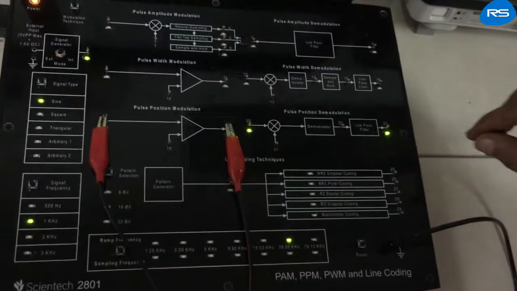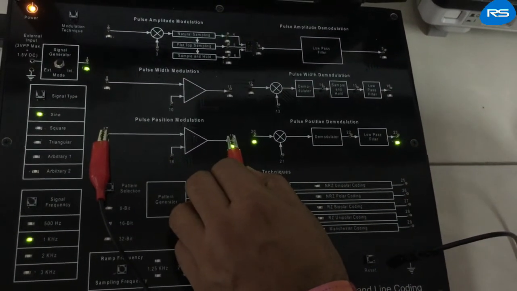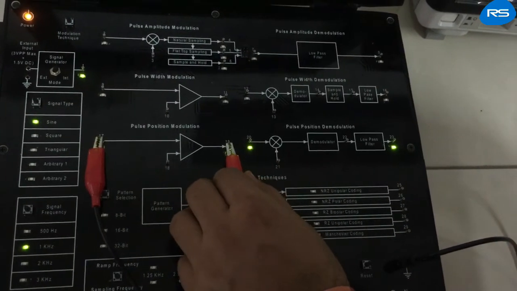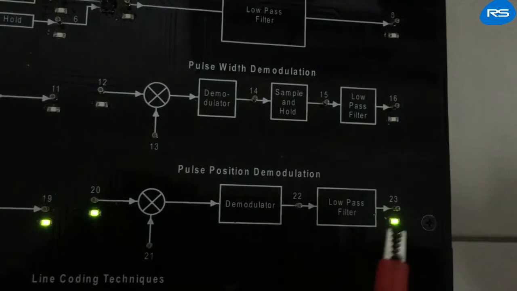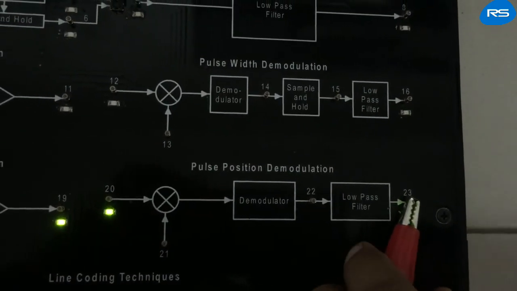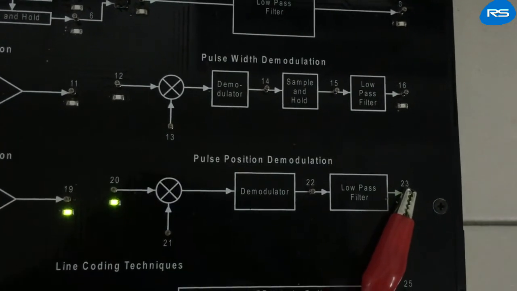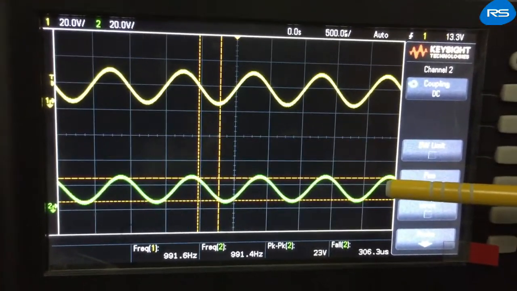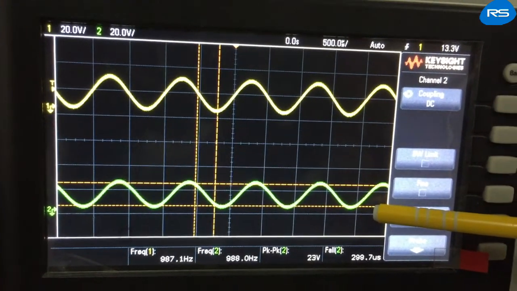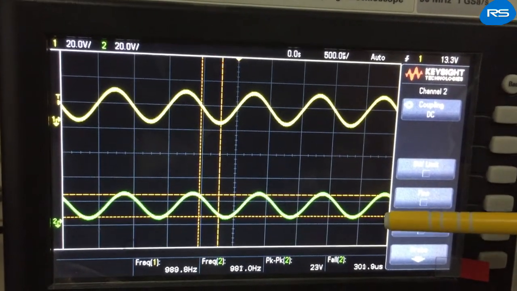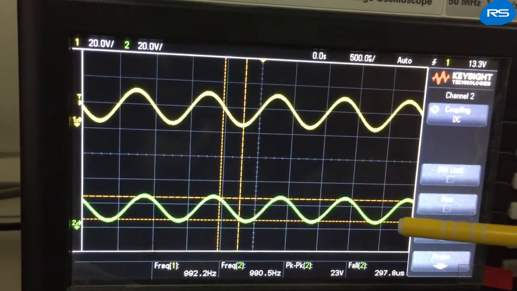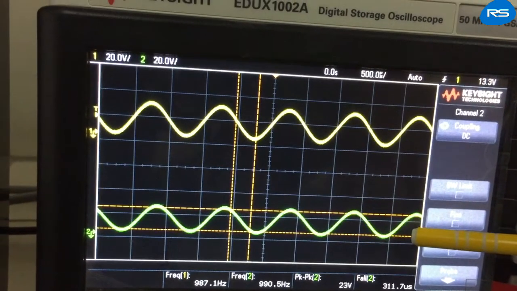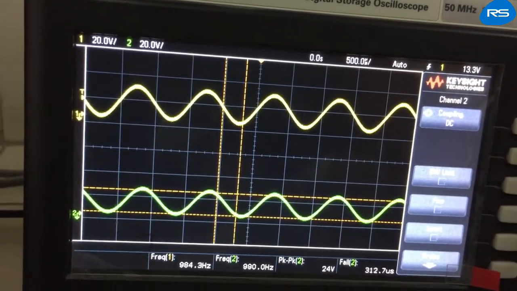Now the output waveform of the pulse position modulator is fed to the input of the pulse position demodulator, whose output can be observed at point number 23 of the pulse position demodulator, and in this way we have obtained the demodulated waveform as shown here. Here we can observe that the demodulated wave is an exact replica of the original message.